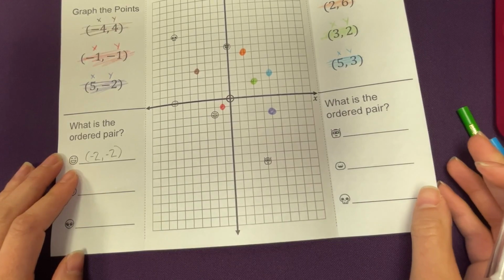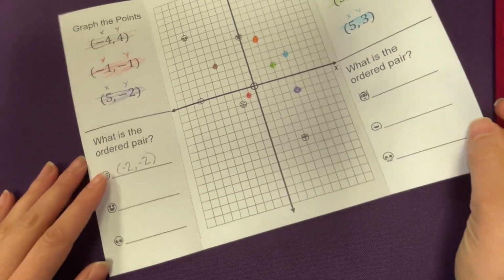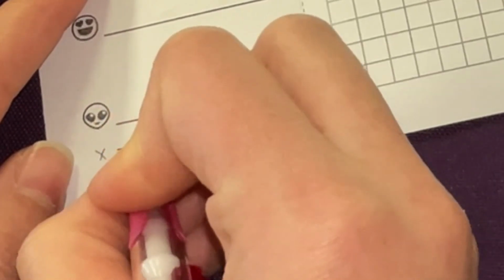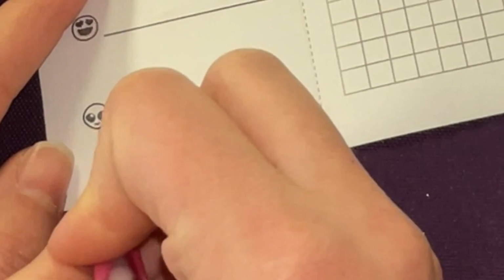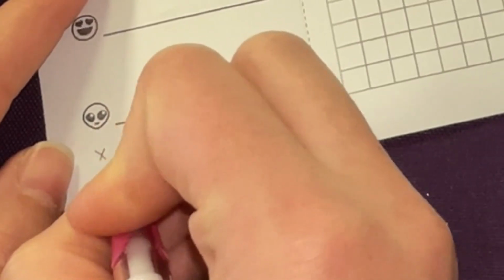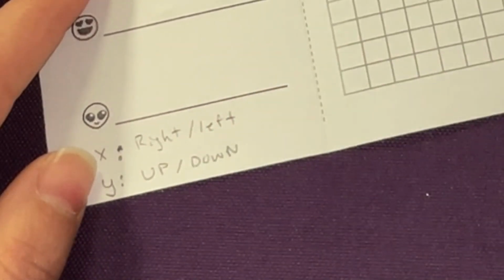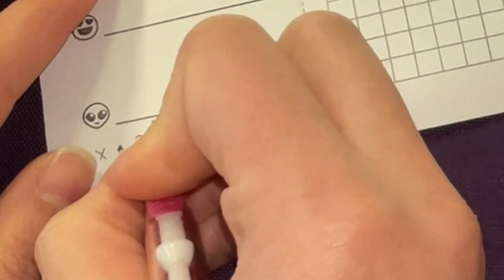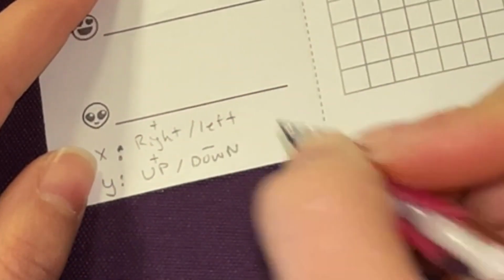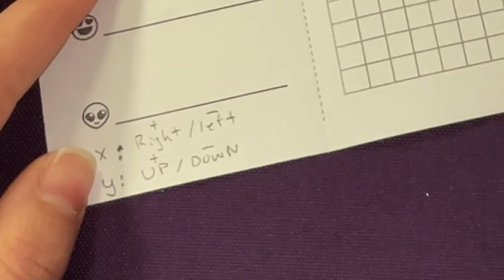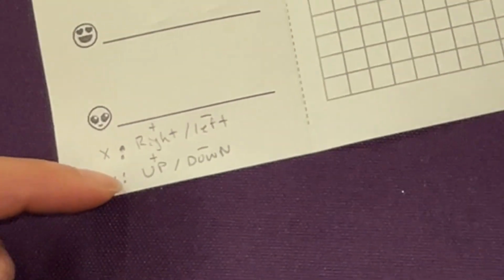-2. All right, and let's make some notes here real quick. Let's go at the bottom. X, you go right or left. Y's, you go up or down, okay? And if you go right, this is a positive thing. If you go up, this is a positive thing. If you go down, that's a negative thing. If you go left, that's a negative thing. This is probably a good note to have.